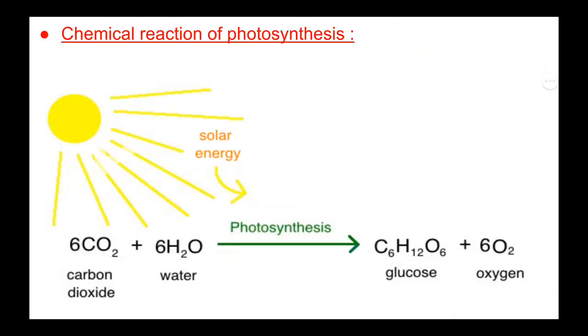Now, the chemical reaction of photosynthesis is: 6 CO2, 6 carbon dioxide molecules, plus 6 water molecules, in the presence of sunlight, gives glucose, which is C6H12O6, and releases oxygen.